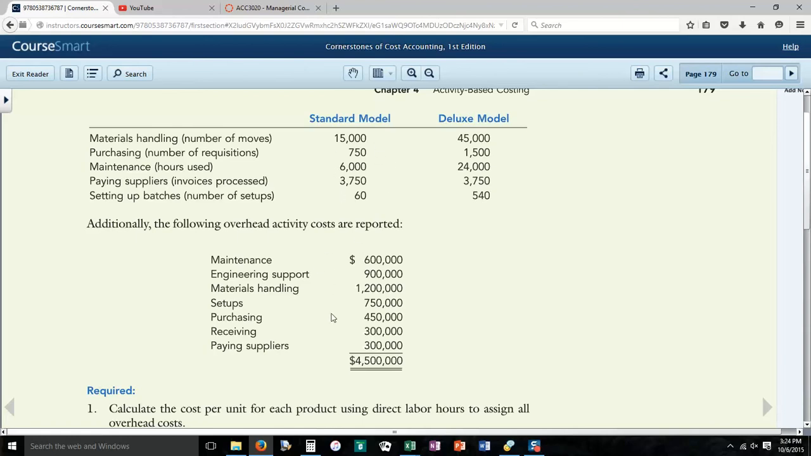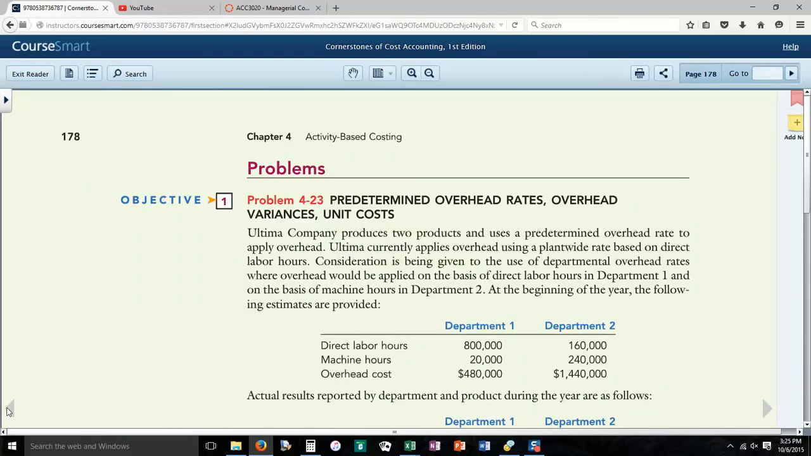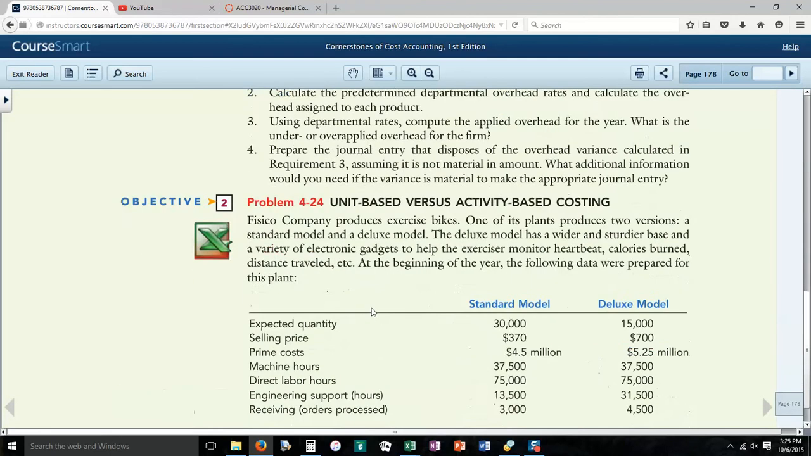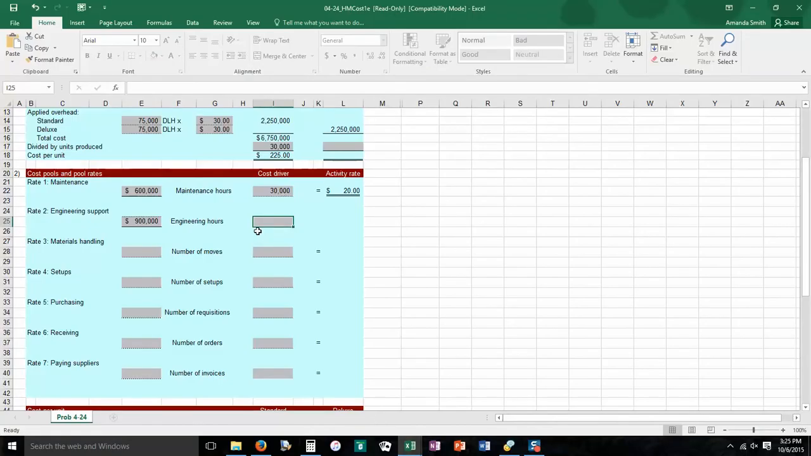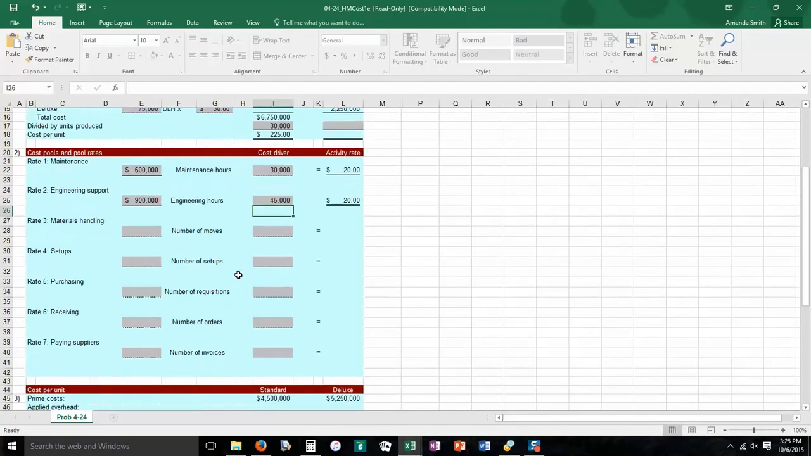Let's see, where did I see that at? Engineering hours. Here we go. You're going to take the 13,500 plus the 31,500, which gives us 45,000. And there you go. So you're just going to keep doing it all the way down.